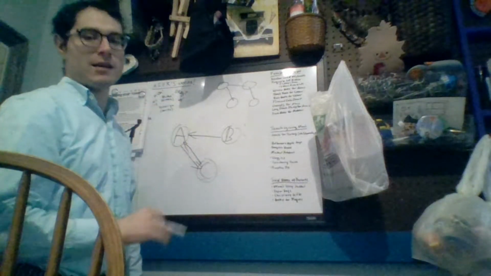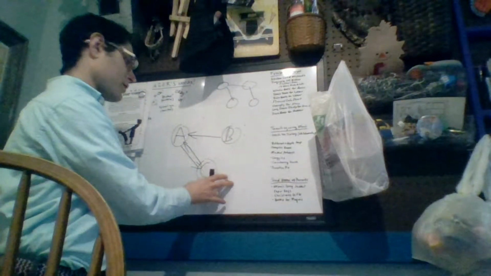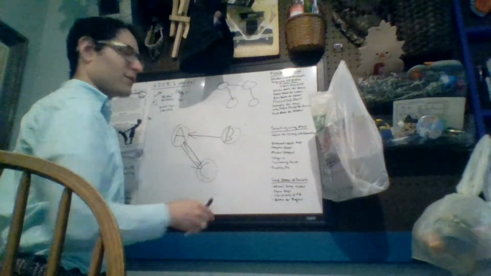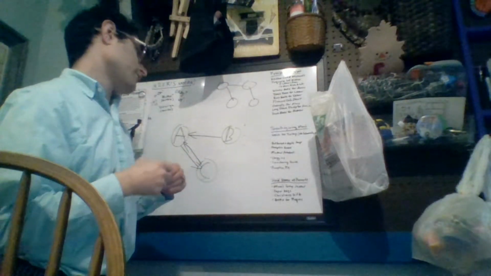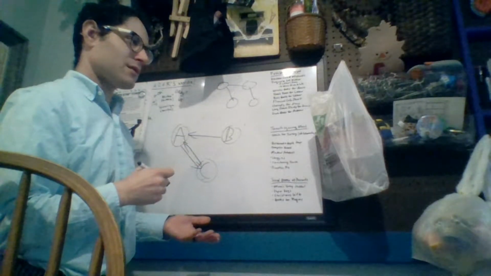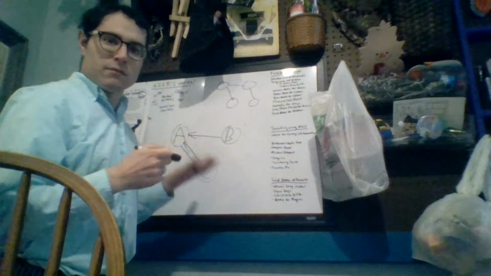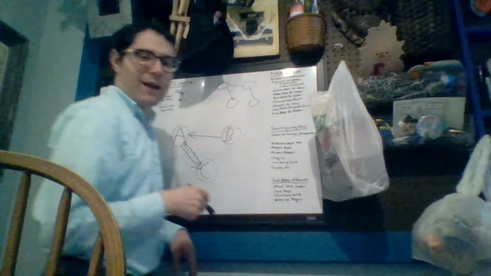So directed graphs are sometimes called digraphs, and if you don't have directed edges, then we just call that an undirected graph, or simply a graph.